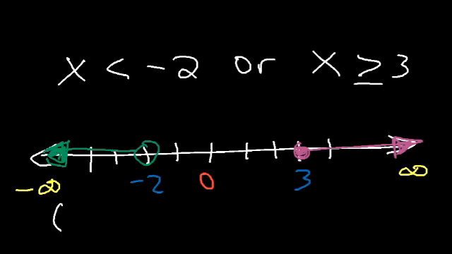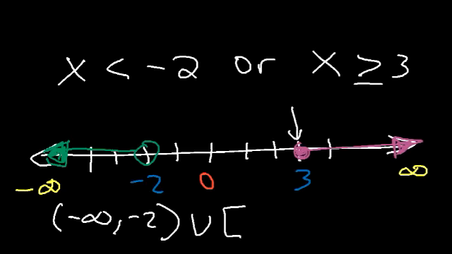So for the first part, it's -infinity to -2, viewing it from left to right. And then union, using a bracket since we have a closed circle, 3 to infinity. So that's how you can represent this answer using interval notation.